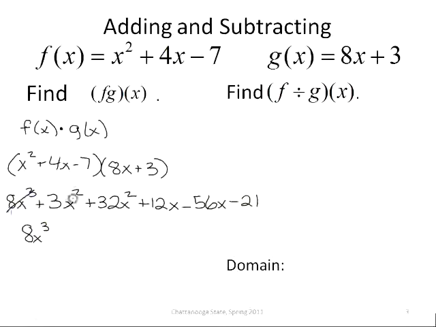So when I combine my like terms here, I get 8x cubed. When I combine my x squareds, 3x squared plus 32x squared will be plus 35x squared. My 12x minus my 56x will give me minus 44x, minus 21. And that is what I get when I multiply f times g.